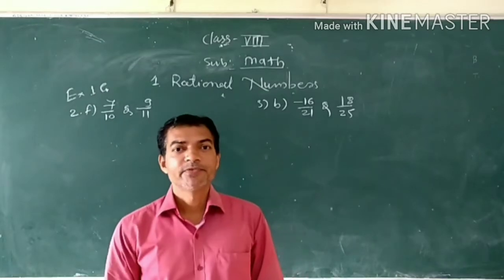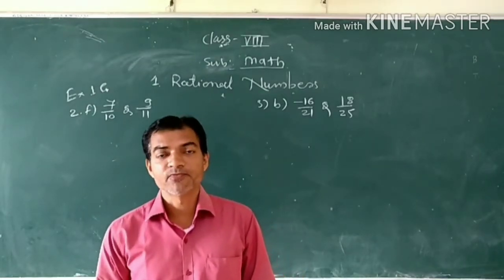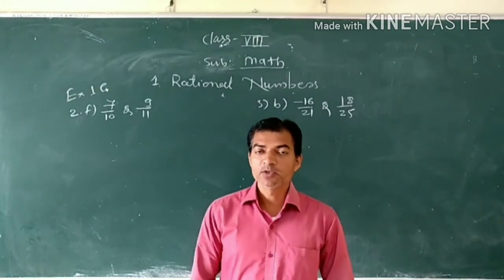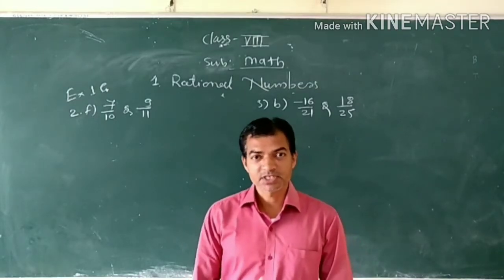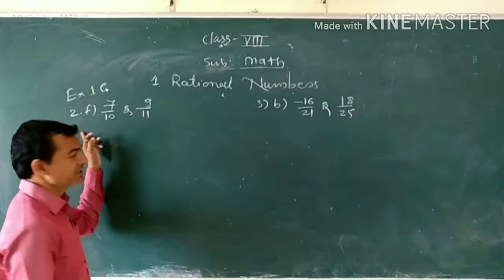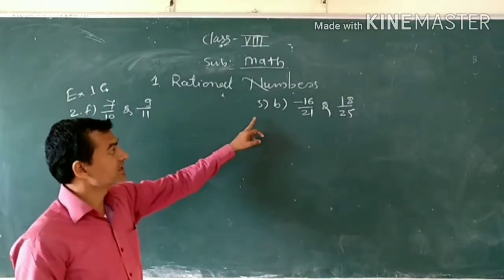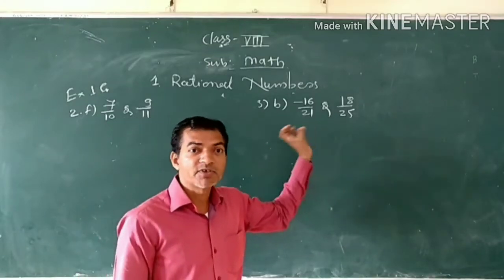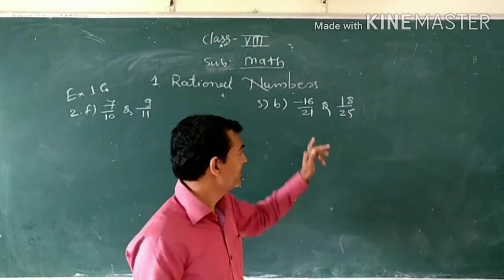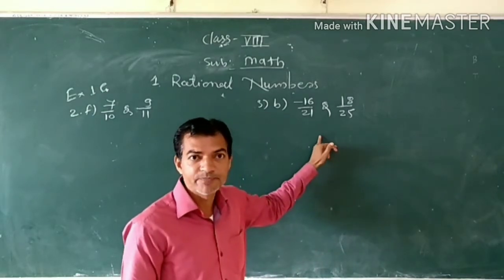Yesterday we learned exercise 1G, questions number 1 and 2. Today we are going to learn the same exercise, question number 2, the last column. Question number 2F, then question number 3B. Question number 3A is homework for you. I am explaining only question number 3B.